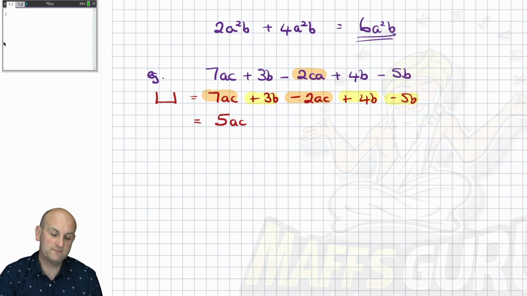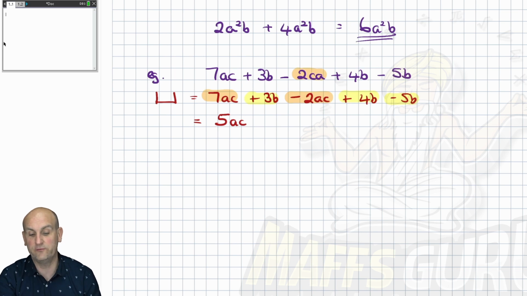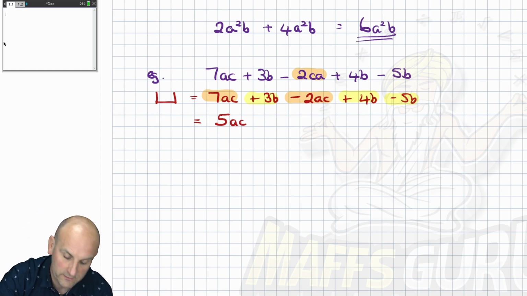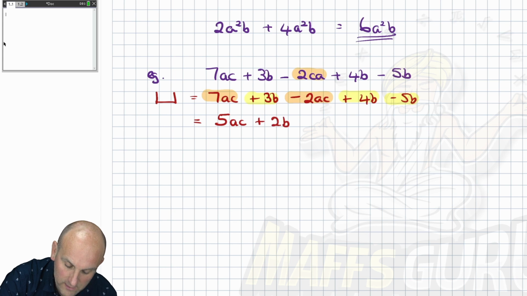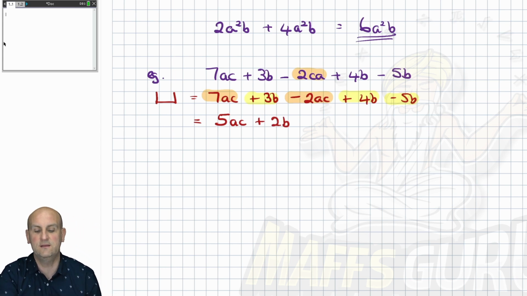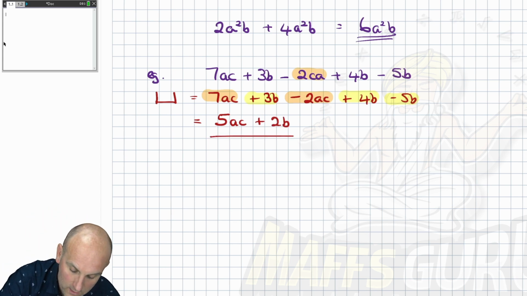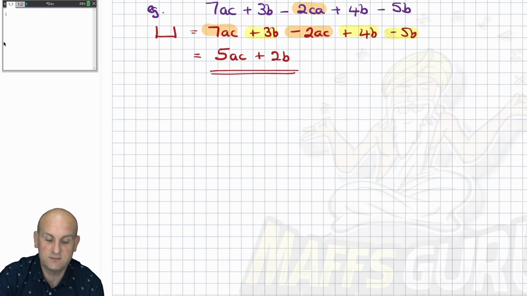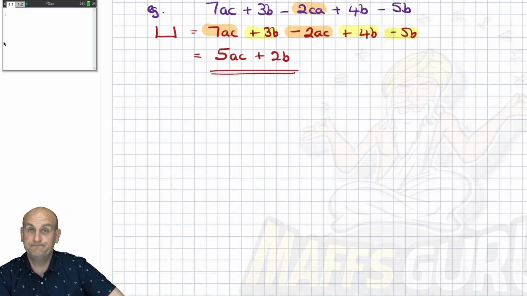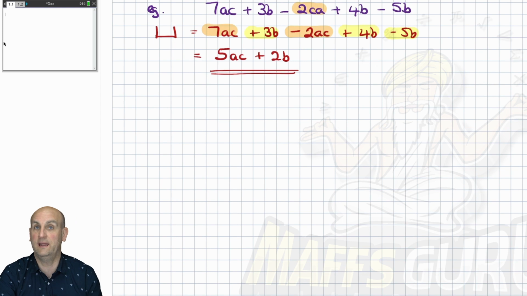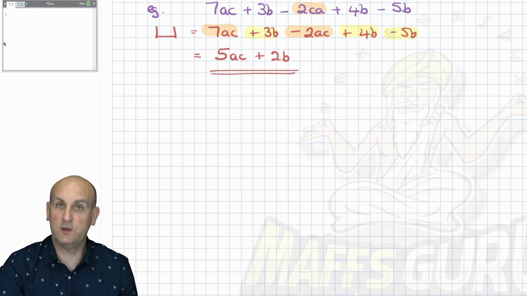Then again, if I imagine my basket's empty, I'm putting in 3 bananas, I'm putting in 4 more bananas, and I'm taking away 5 bananas. So 7 bananas minus 5 bananas is plus 2 bananas. I've still got those 2 bananas in there. And so I have now completed my rather challenging question by thinking about food. Maths is all about pizza, chocolate, and vegetables, it would appear, fruit and vegetables. And I think that is it for collecting like terms.